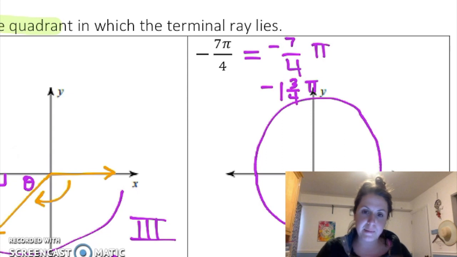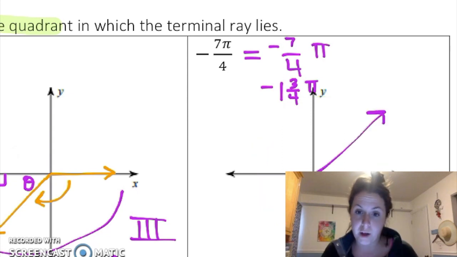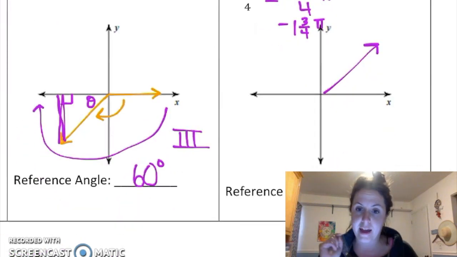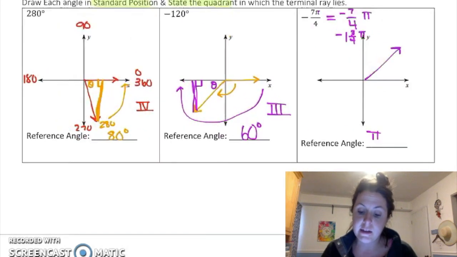Negative 2 pi would be 360. So this is going to terminate in quadrant 1. It's going to be 1 and then 3/4 more pi around your circle. Now, my reference angle when you work in terms of radians is pretty easy, because if that's pi over 4, then your reference angle is just pi over 4.